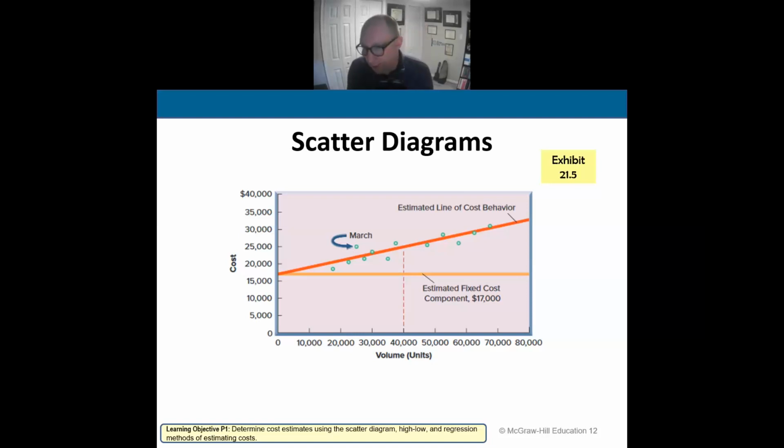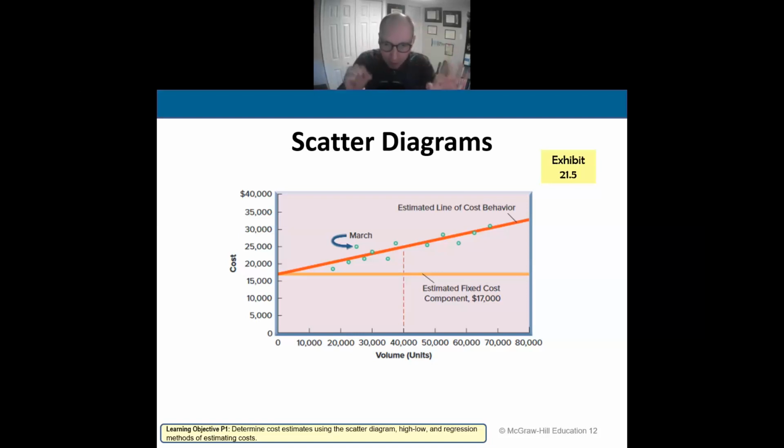Here's a scatter diagram. For those of you who have taken a class on statistics already, you've probably seen this at some point, hopefully. If not, this is new news for you. I'll do my best to explain it. With a scatter diagram, it shows us the points at which each month is represented along a line. Call it a scatter diagram.